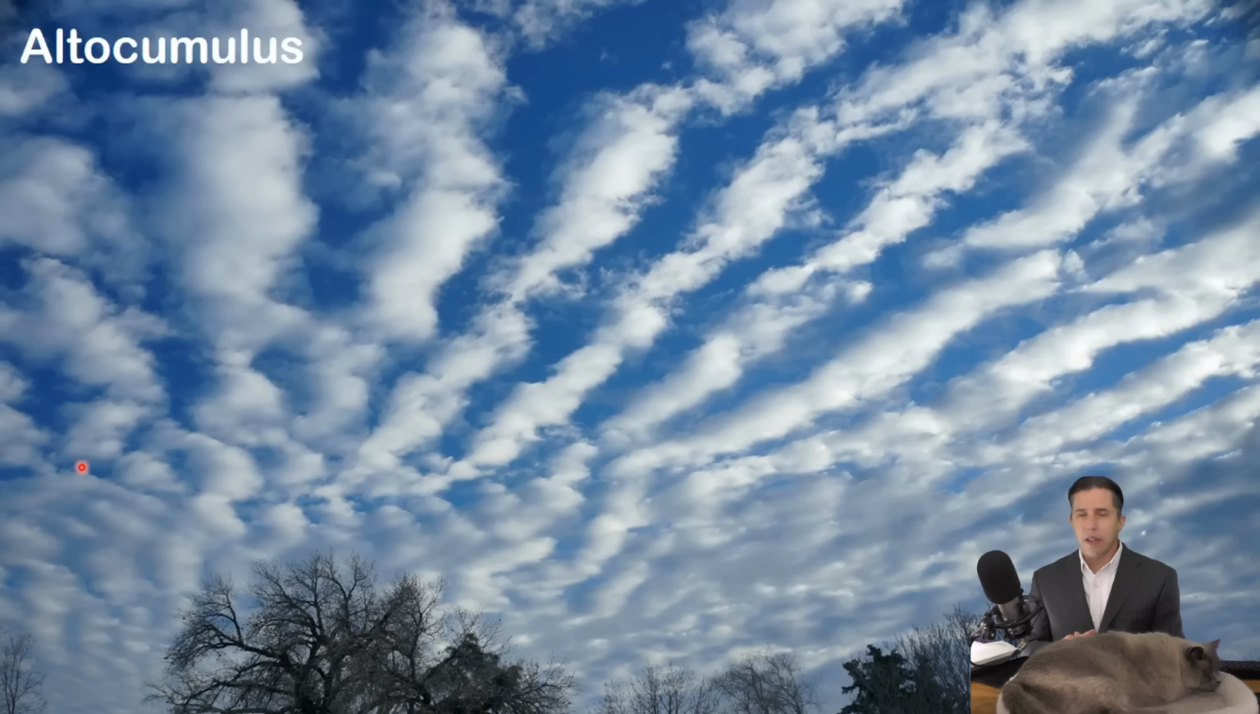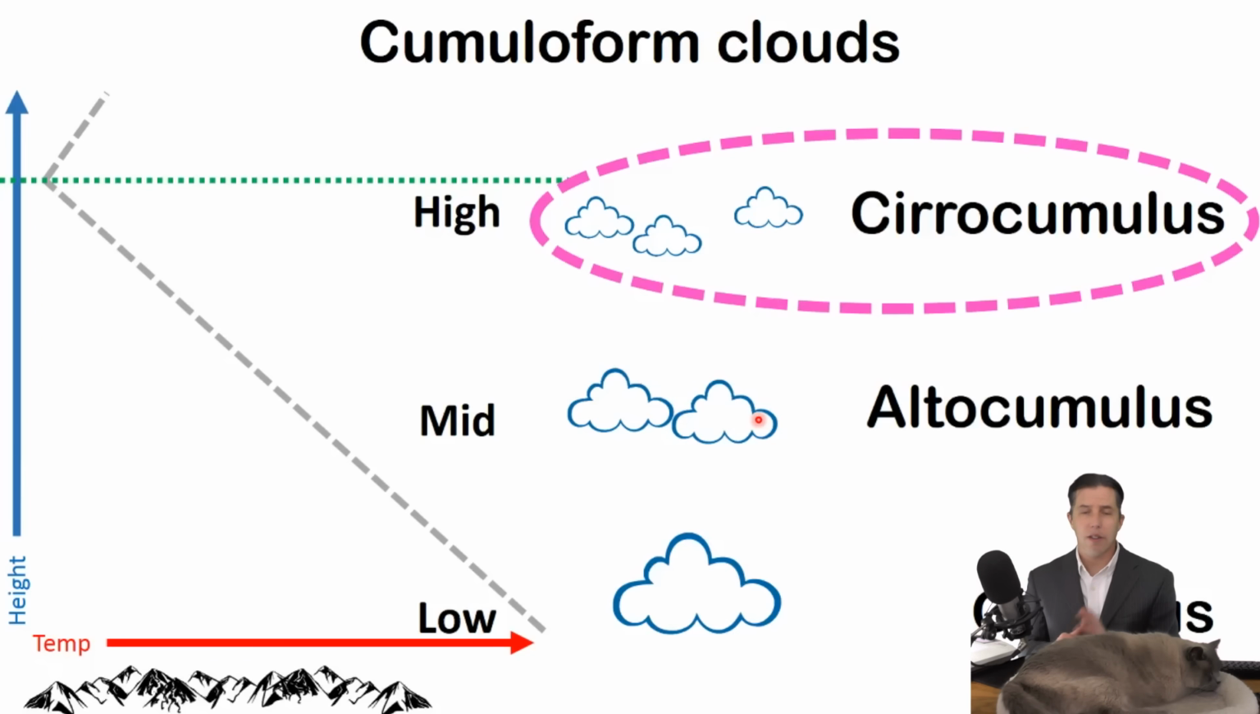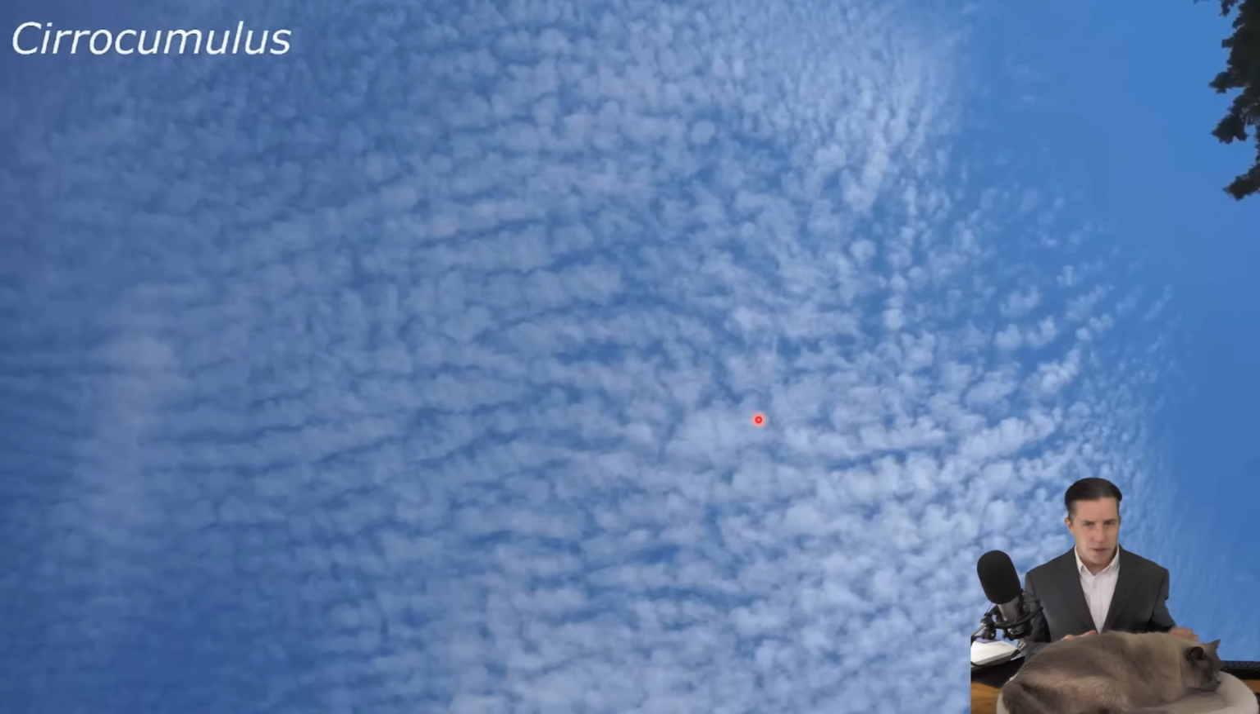They don't necessarily have to be independent little puffballs. A lot of times they'll align themselves in rows, and we call this undulatus, but all you need to know here is that these are actually aligned rows of altocumulus clouds. So still puffy clouds, still mid-level in the troposphere. All right, let's go on to cirrocumulus.